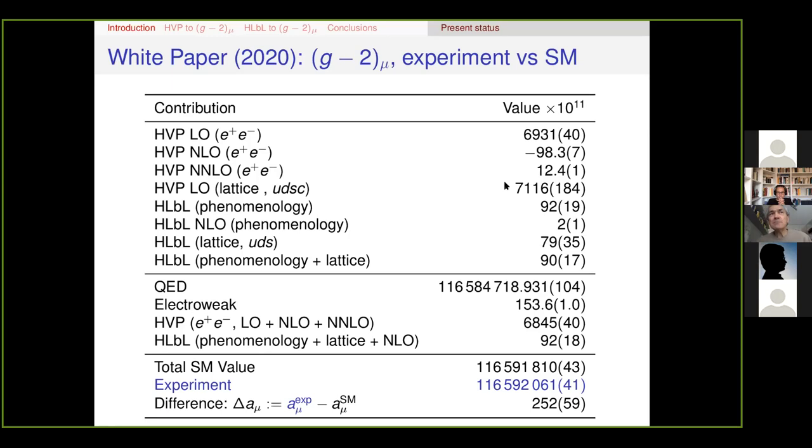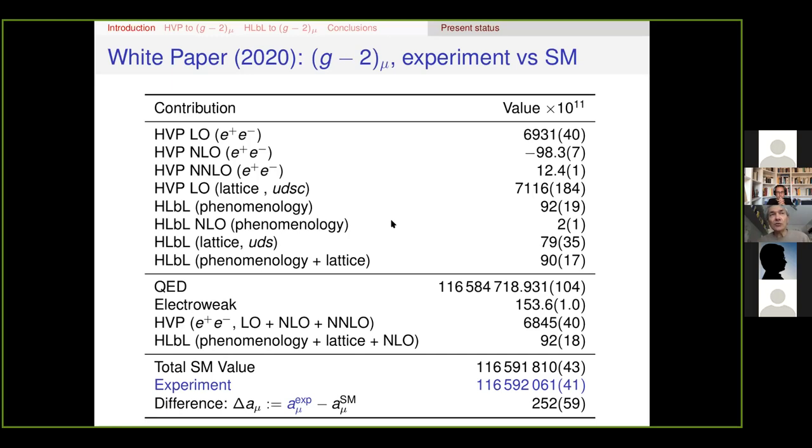And now in the white paper, a number of lattice calculations were considered, discussed, and averaged, and this was the assessment of the situation at about a year ago. And you see that this is compatible with the data-driven evaluation, but with a much larger uncertainty, so that in the end, this was not considered in the final result.